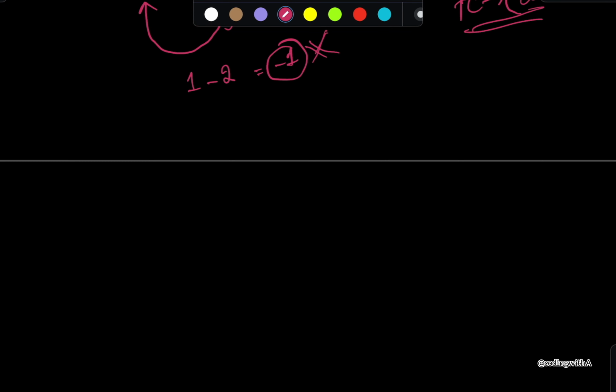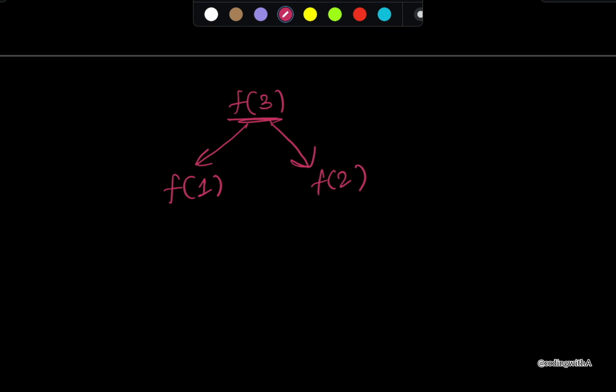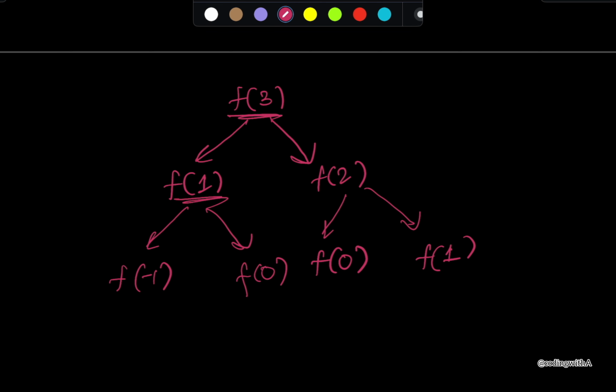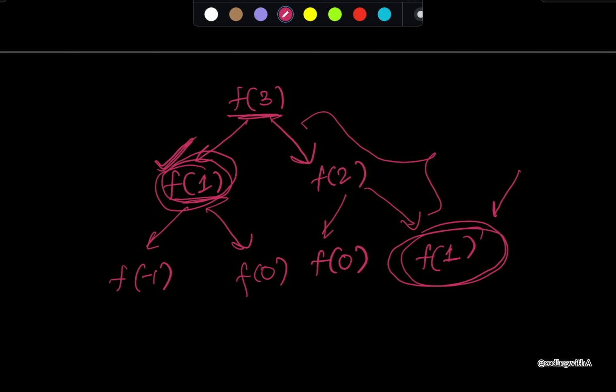Why? Now let's consider an example. Consider the function f of 3. For this, you either pick it or you don't pick it. If you pick it, what will happen? You will go to f of 1. If you don't pick it, you will go to f of 2. Now again for f of 1, if you pick it, you go to f of minus 1. If you don't pick it, you go to f of 0. Likewise for f of 2, if you pick it, then you go to f of 0. If you don't pick it, then you go to f of 1. Now if you see, when you are at f of 1, you are calculating the value of f of 1. Likewise, when you come down here again for f of 1, you again have to compute its value.